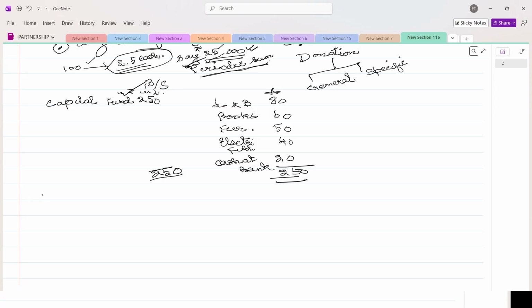Okay. So he will go to approach the people, the public, to collect some donation. That donation may be specific, may be general, and he may be collecting subscription from members also. Periodically he will go and he will be collecting the subscription also.